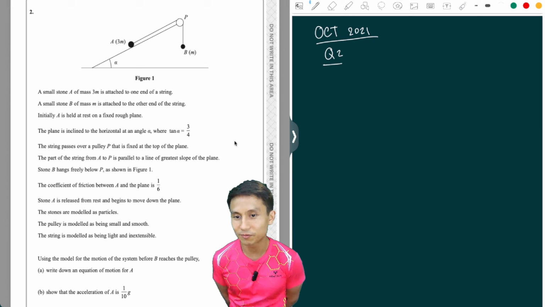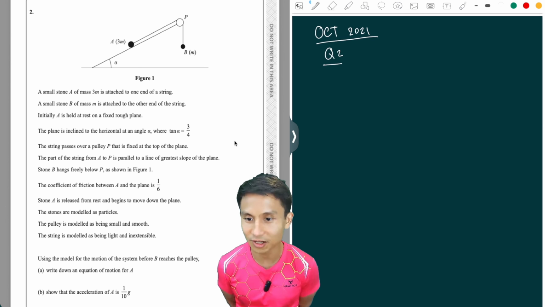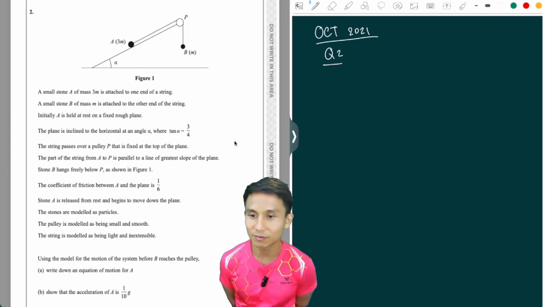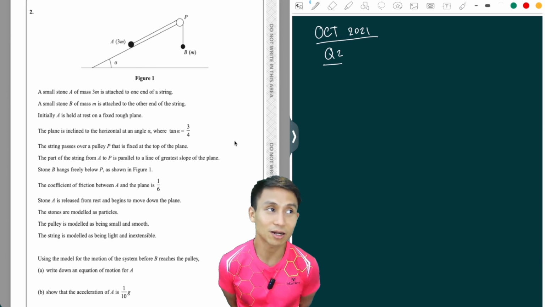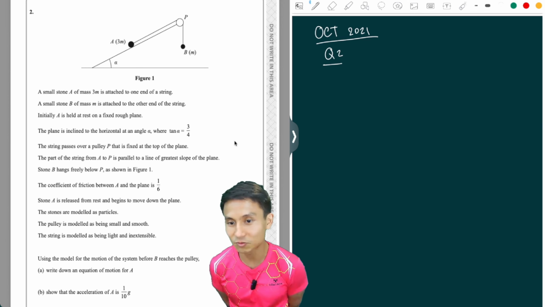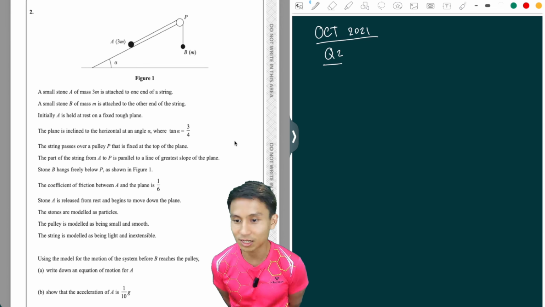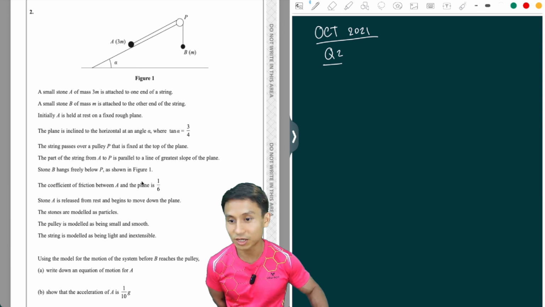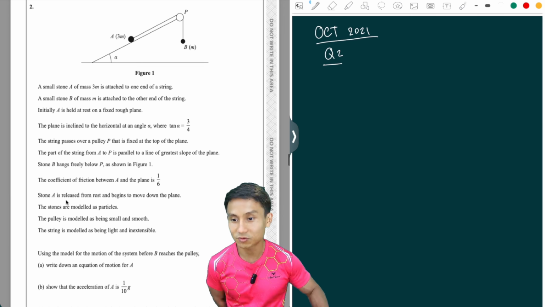We just selectively look for the numbers there, like the tan alpha. It's given the angle there, but we're not going to use the alpha directly. We're just going to use the ratios, right? The string passes through a pulley and the other modeling assumptions. Now we note that there is also a coefficient of friction here.